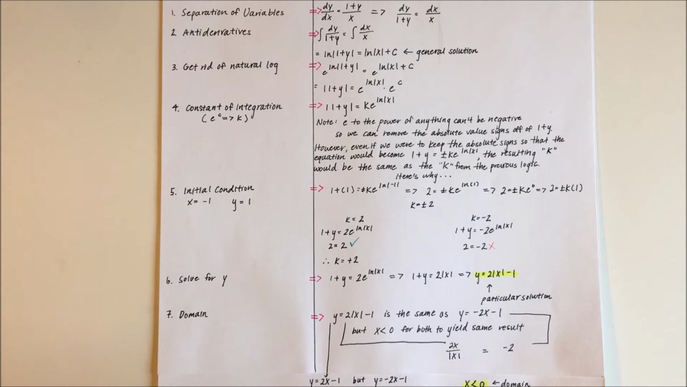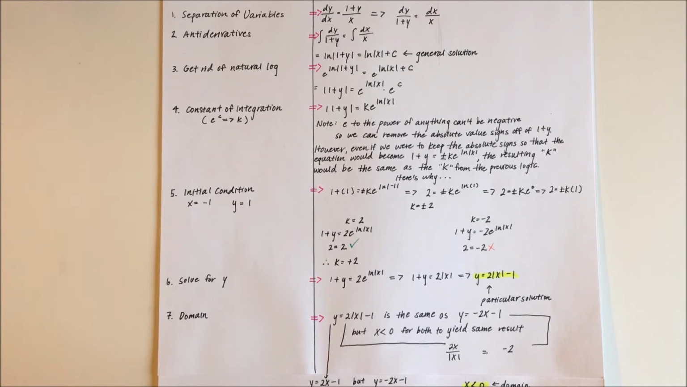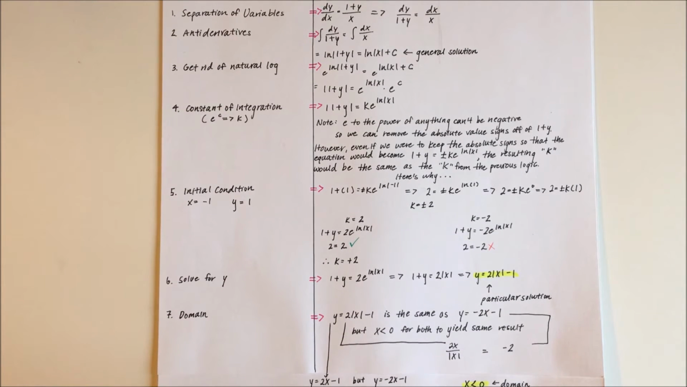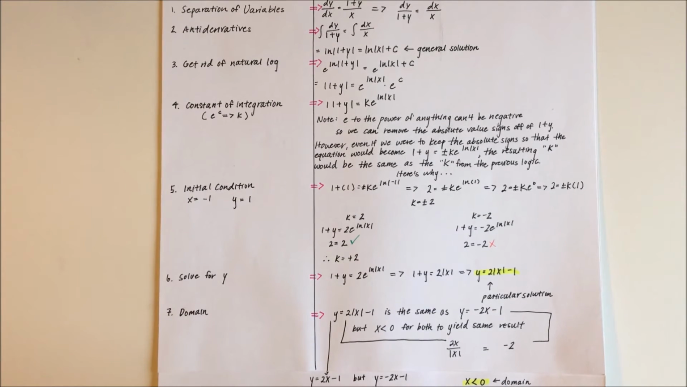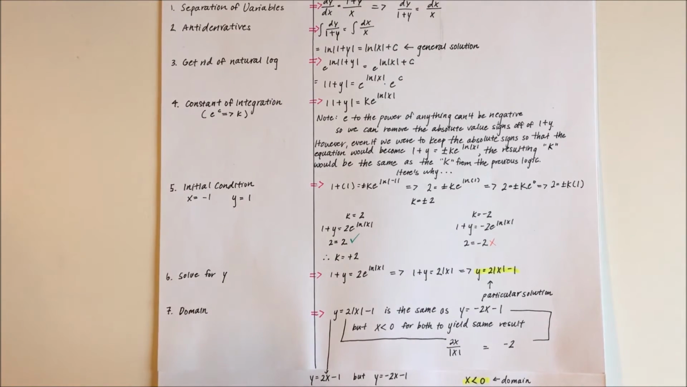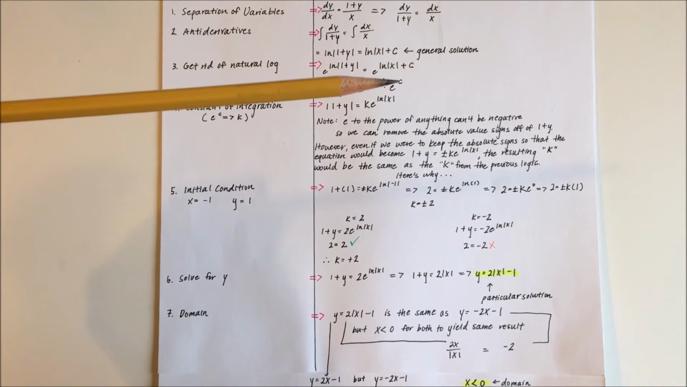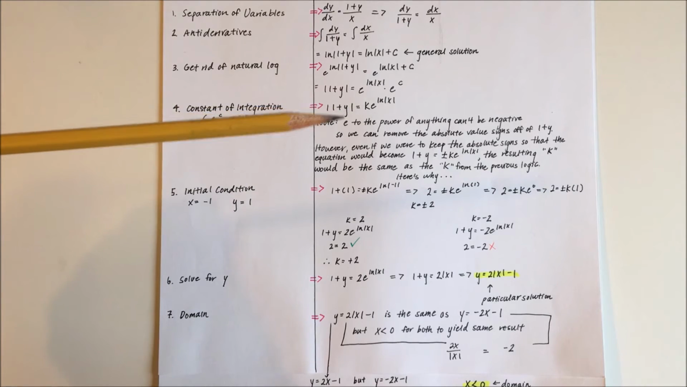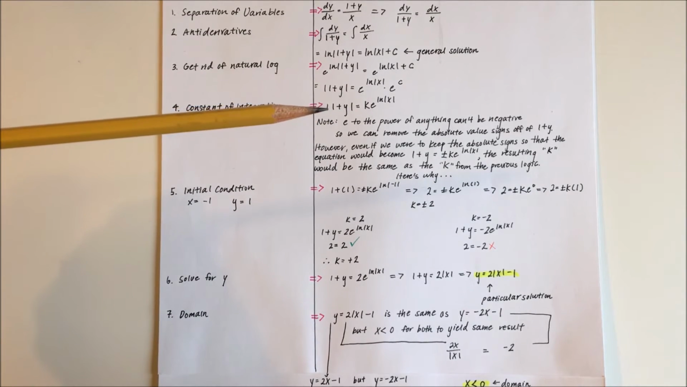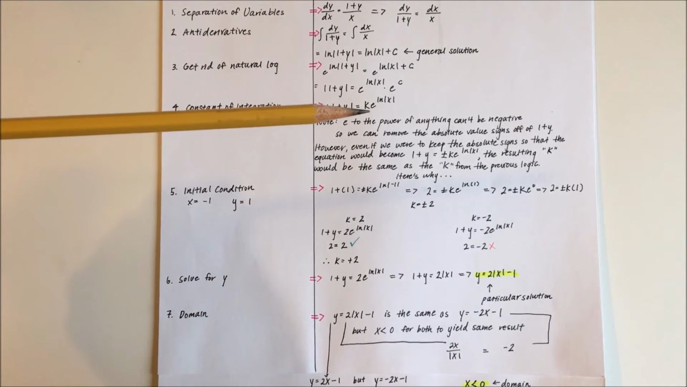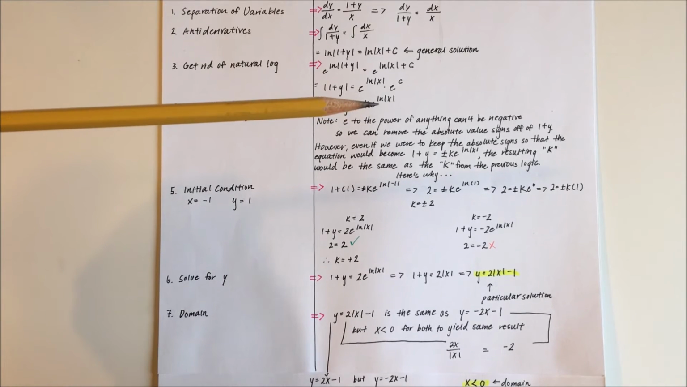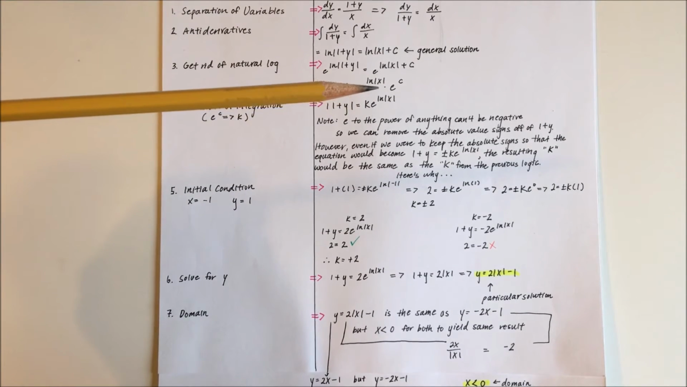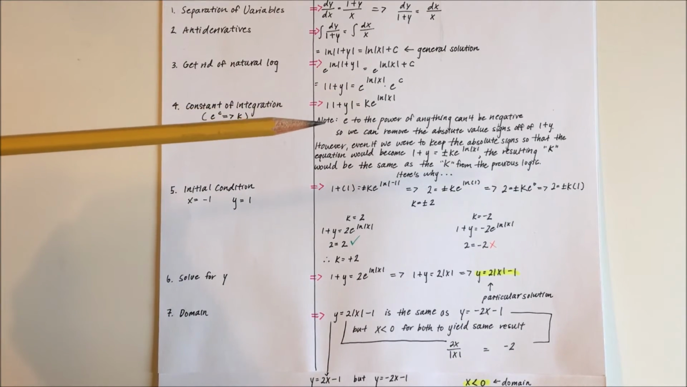The next and fourth step is to find the constant of integration, or to substitute k for e to the c. Since c is a constant, e to the c will also be a constant, and we can denote this constant as k. So we have the absolute value of 1 plus y is equal to k times e to the power of ln of the absolute value of x.